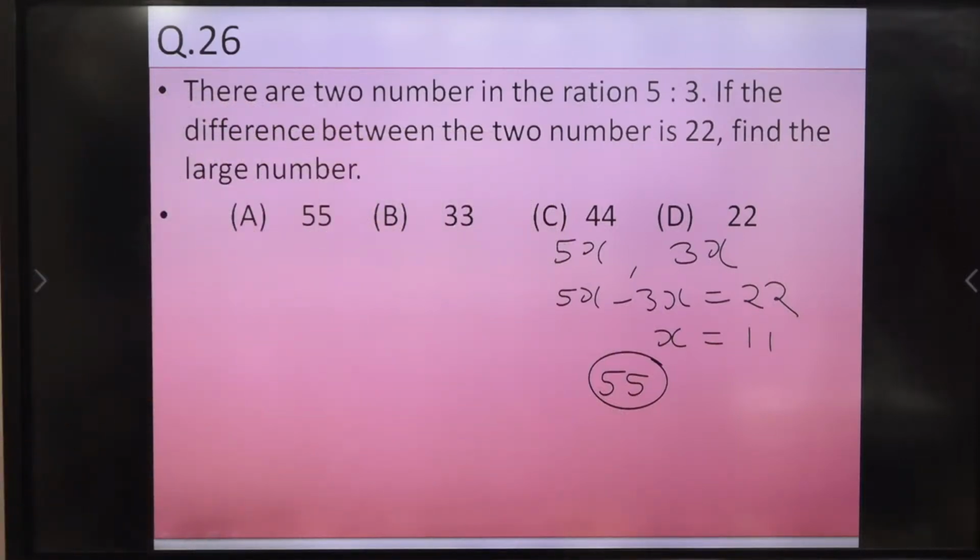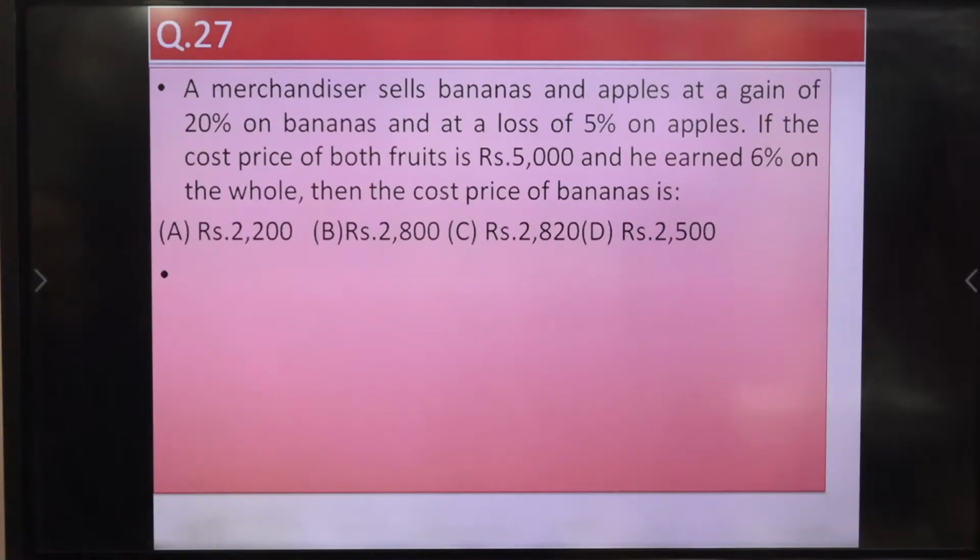Now come to the next question, number 27. So read the question carefully and try to find out the answer. Important question is there.